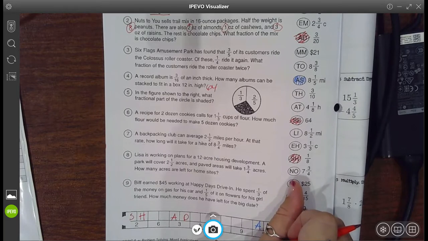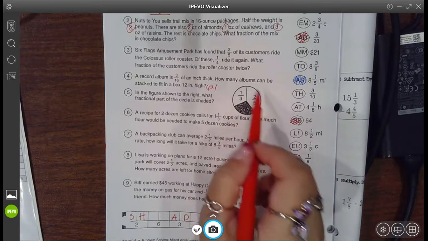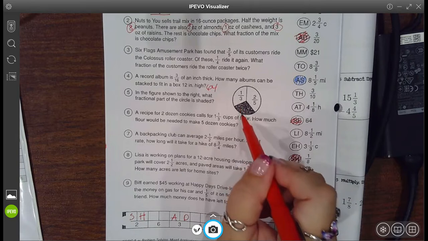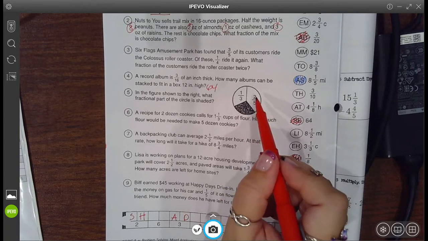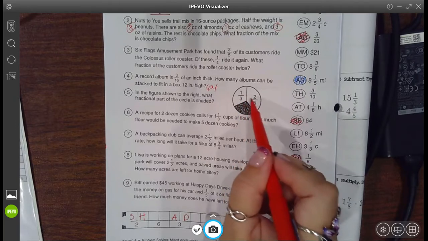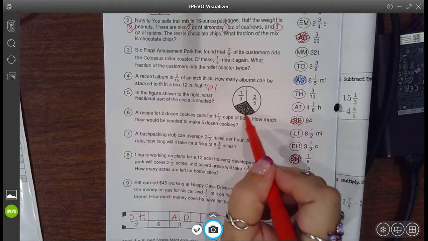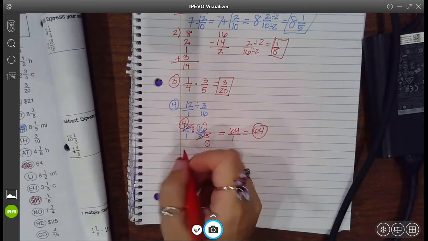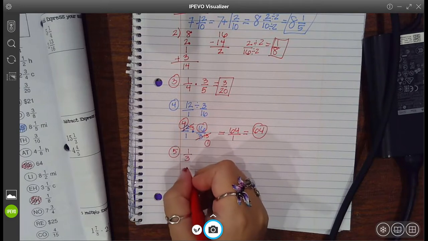What do you think? Okay. Well, first of all, how much is the whole circle? 1, right? So if you take 1, you could subtract this and then subtract this from that answer. Or I like to add both of these and then subtract that from 1, and that will tell me how much left over is a shaded amount. Okay. So number 5, we're going to add 1/3 and 2/5.